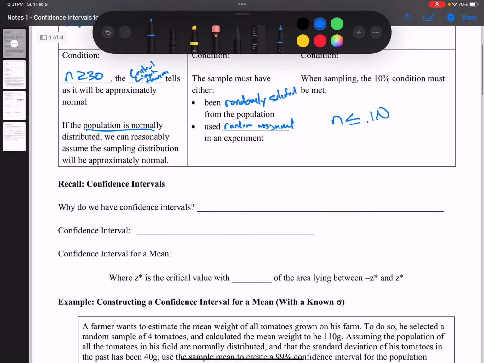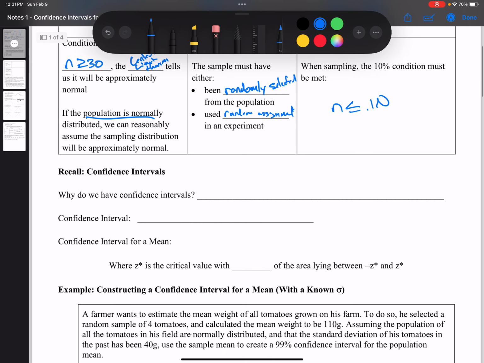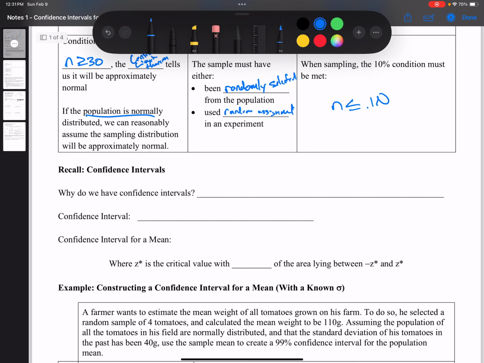Okay, so that's all covered. Now let's recall a little bit of review about confidence intervals. Okay, so this is what we did at the start of last unit. Why do we have to use them? To estimate an unknown parameter.